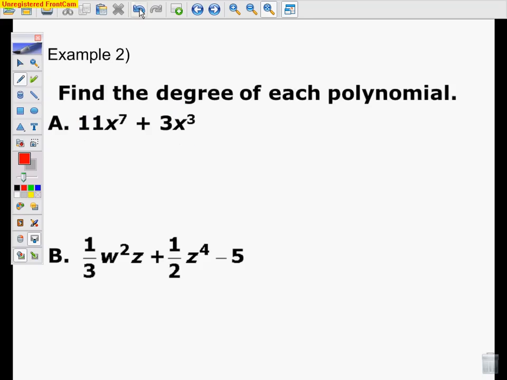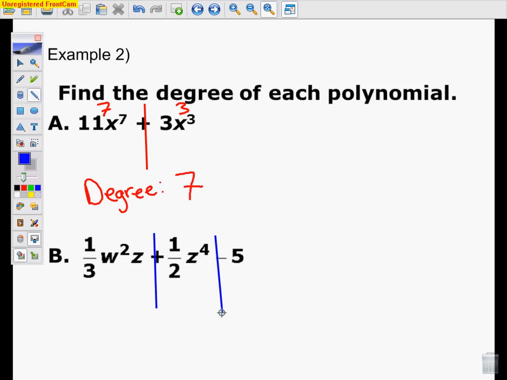Now, to find the degree, you're going to look at each of the terms separately. We have this term and this term. The degree of the first term is 7. The degree of the second term is 3. Which one is the highest? 7. So the degree of this whole thing is 7. It's the highest degree in the whole polynomial. All right, let's look at part B here. Once again, we're looking at this polynomial. We separate it and we see that it's 3 terms.